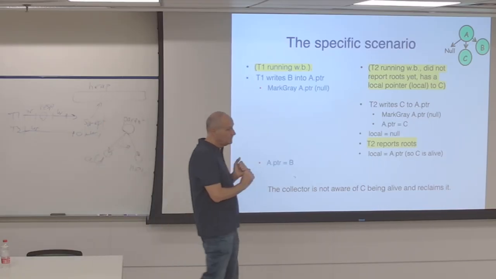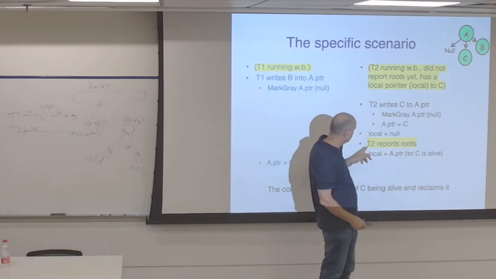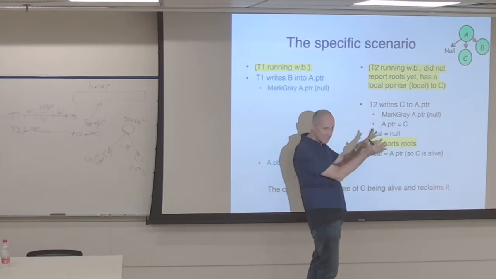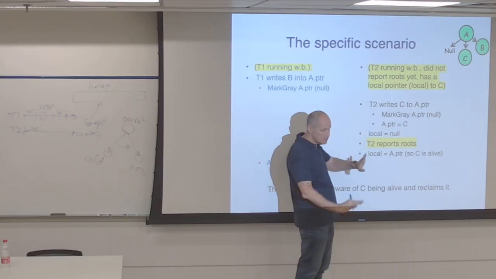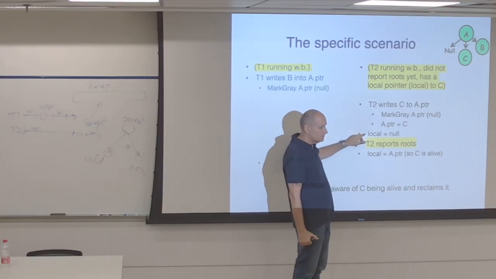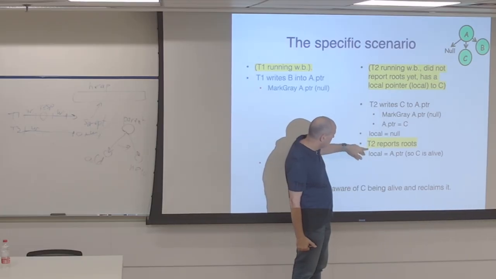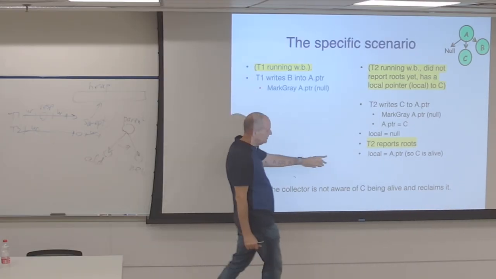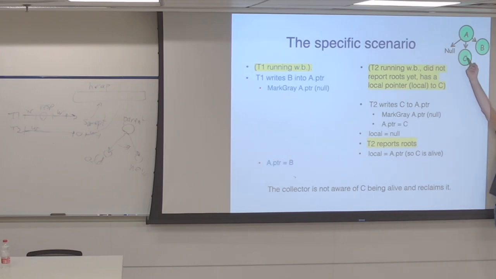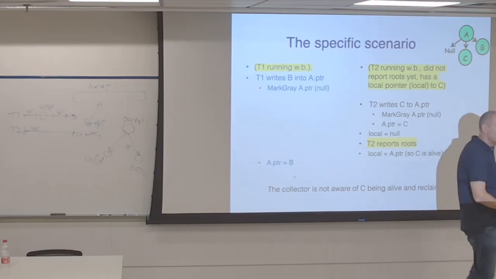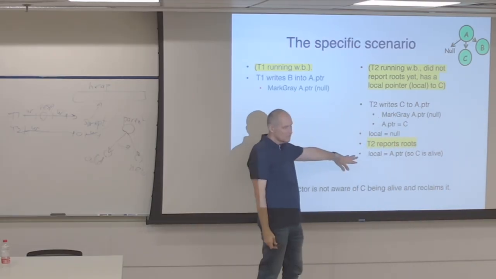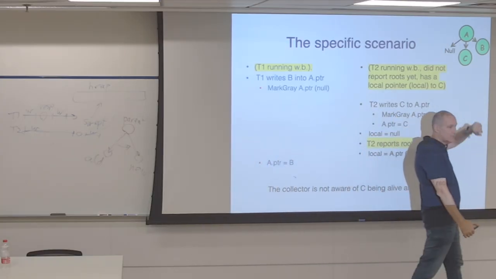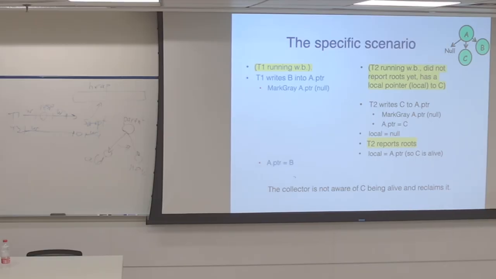And yeah, T2 doesn't have any. Maybe it has other roots. We don't care, but it doesn't have C. Suppose it doesn't have any roots after this. So I just look at A's pointer because this has not happened yet. This happens first. If I look at this pointer, it still points to C. A is reachable. You mean if I have no other roots? You have other roots. Maybe A is a root of everybody, of T1, of T2, of T3. If everybody can see A, I don't mind.